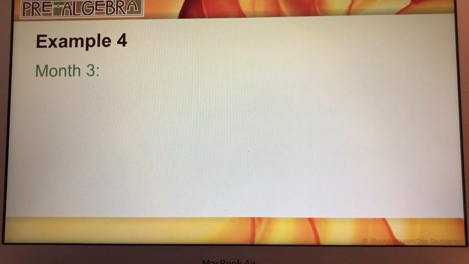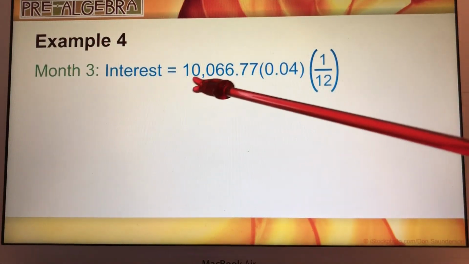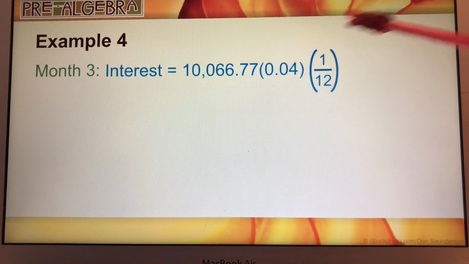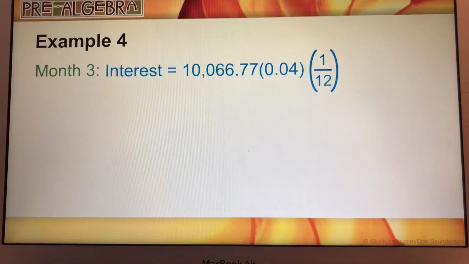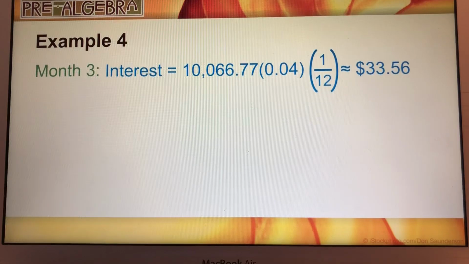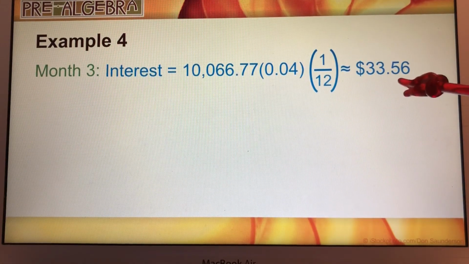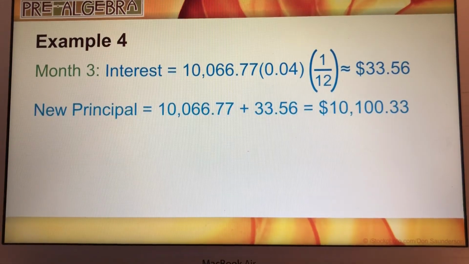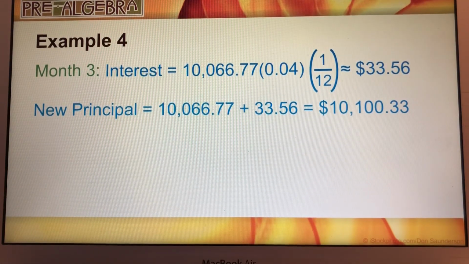Then I take that and use that as my principal for the third month. And then I multiply, the rate stays the same, 4%. The time is still 1 month out of a year, so 1 over 12. And so now my new interest is $33.56. And I add that again to this new principal, and I end up with $10,133 after the third month.